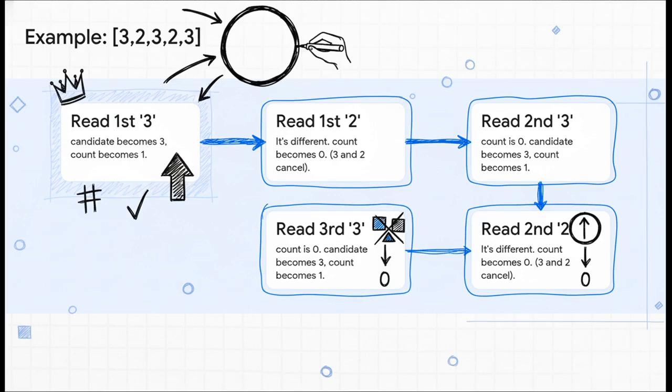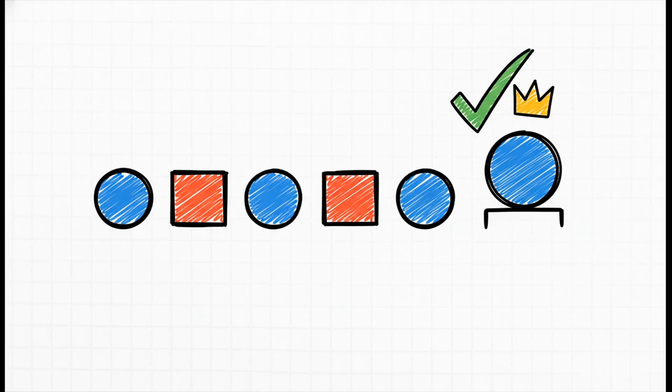But oh, here comes another 2. It's different, so another cancellation. The count goes back to 0 again. Finally, we see the last element, another 3. The count is 0, so 3 steps up and becomes our candidate with a count of 1. And that's the end of our array. And just like that, we're done. We've made it through the whole list, and our candidate variable is holding the number 3. And if you look at the array, that is, in fact, the majority element.